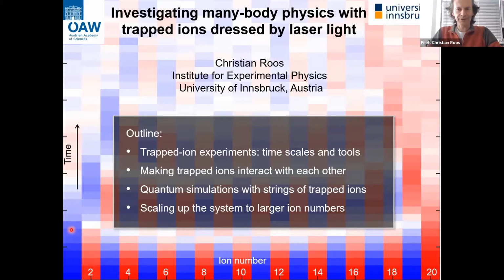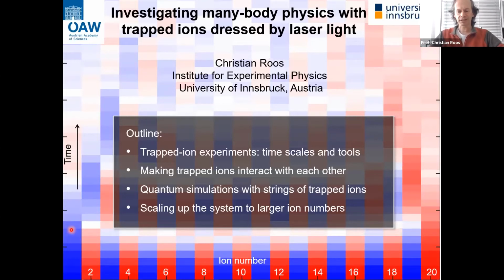Yeah, thanks a lot for the invitation. I'm happy to have been given the opportunity to present you our research. What I want to do in this seminar is to talk about our trapped ion experiments, where I first want to introduce some timescales and tools, and then try to explain how we can make trapped ions interact with each other in an interesting way. And this is then a major tool for creating an artificially engineered quantum system with which we can carry out quantum simulations. And towards the end, I want to discuss prospects for scaling up the system to large ion numbers.